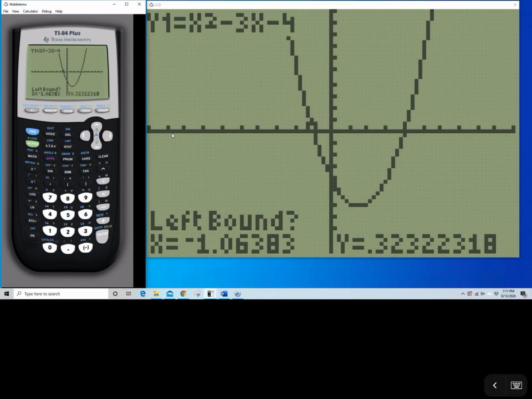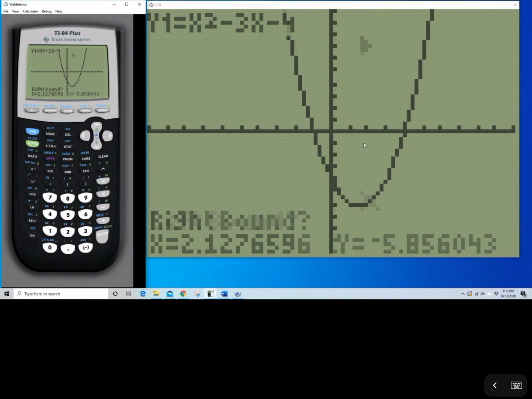So you're going to go to second, calculate. You're going to pick option 2 for zero. It is important that you are moving the cursor the correct way. It will prompt you down here in the bottom left corner. It says left bound. That means when you go to do the x-intercept, you need to make sure that you always start by having your cursor on the left-hand side of the x-intercept that you're finding.